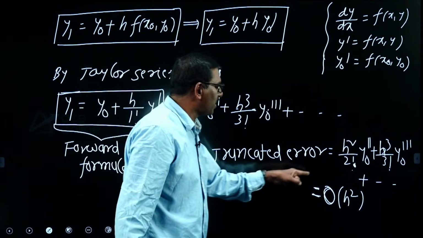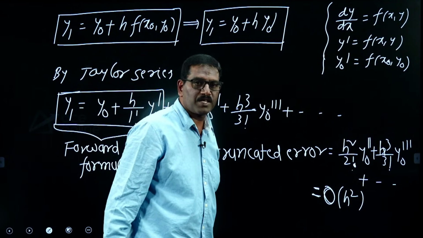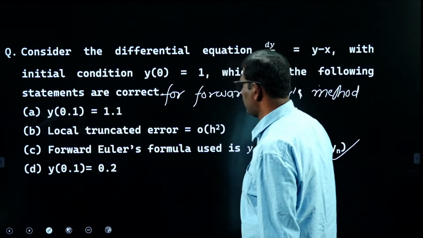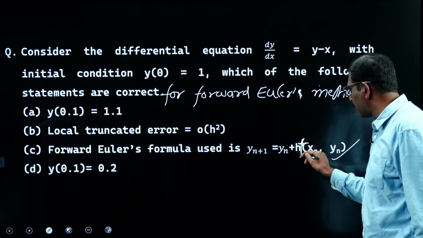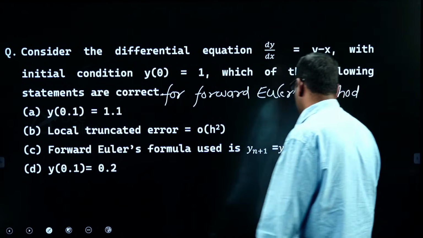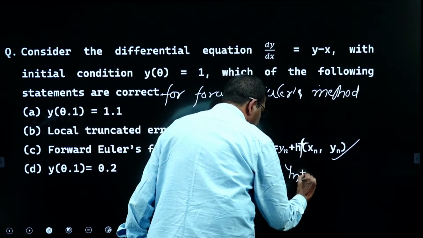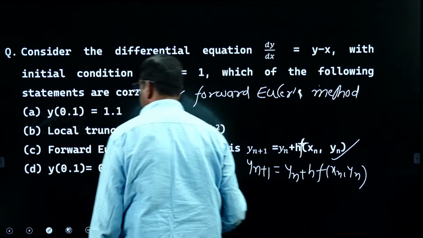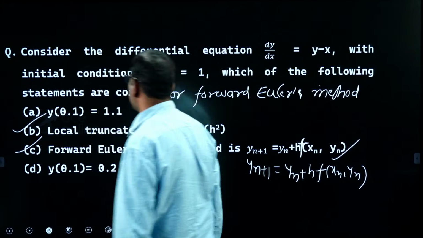So, what is truncated error? Error starts from the h square term onward. Notation is big O notation of h square. That is the truncated error. There it is, this is the formula here. F is a typo error; actually, F is also there. Actually, I will write it: Yn plus 1 is equal to Yn plus h into f of x and y. So, C is correct. Local truncated error big O notation of h square is correct.